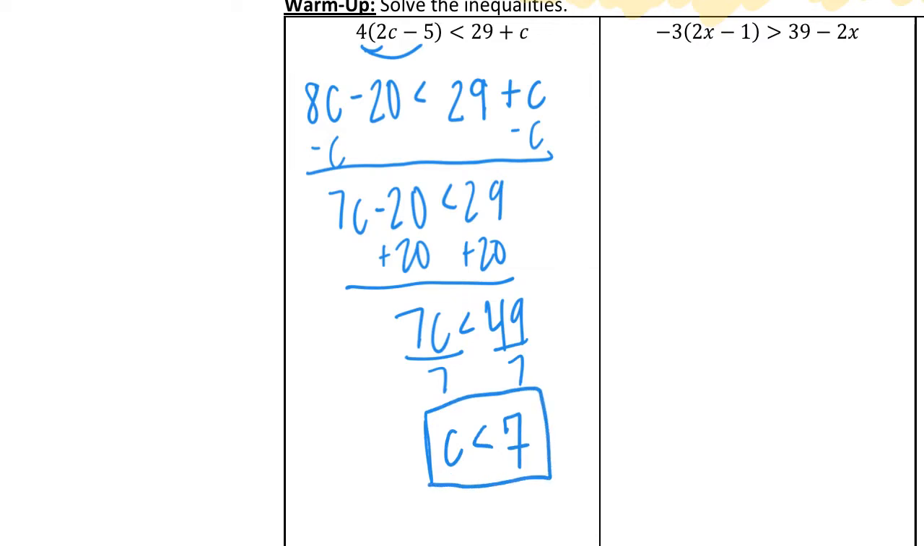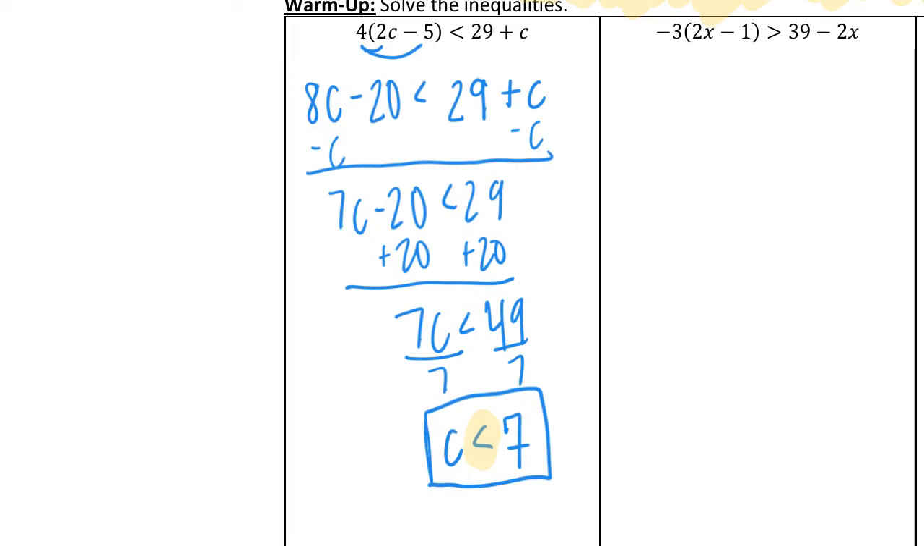When you write your final answer to an inequality, you're going to want to make sure that you include that inequality sign in your answer. That tells you all the values that C can be. So in this problem, it's specifically telling us that C can be any number that is less than 7. So we could plug in 6, 5, negative 19, any of those values that are less than 7 into our original inequality, and we'll balance the inequality.